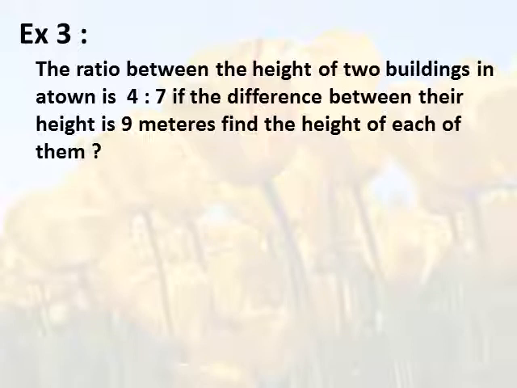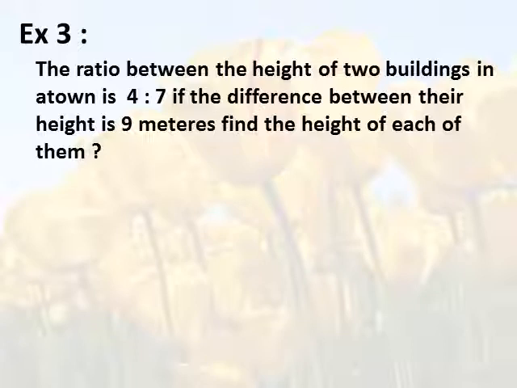If the difference between their heights is 9 meters, difference meaning I will subtract. Find the height of each of them. Again, I know the ratio between the two buildings, 4 to 7, and the difference between them equals 9.